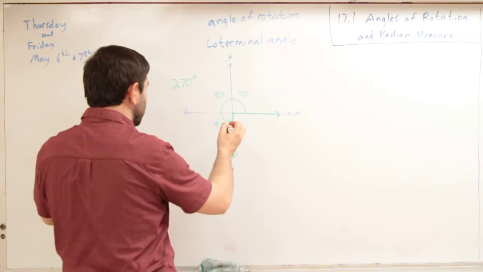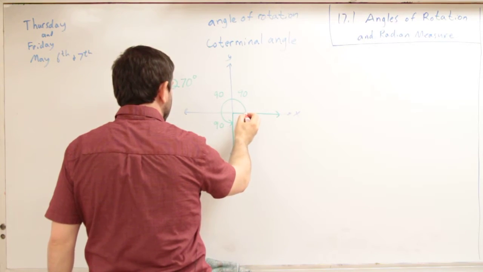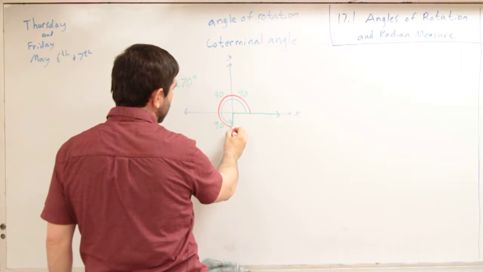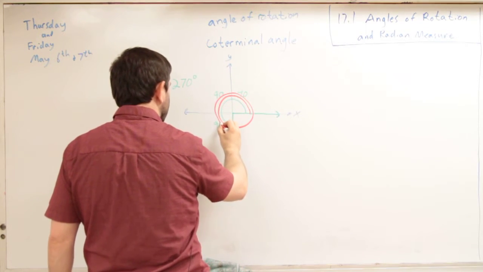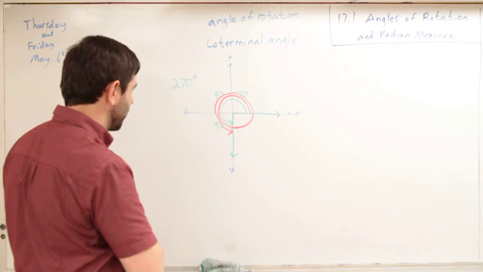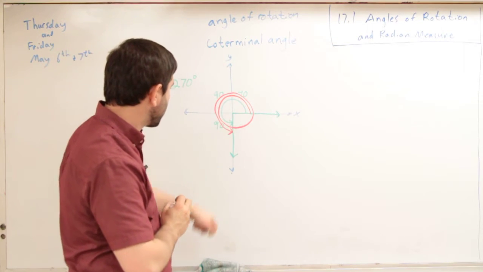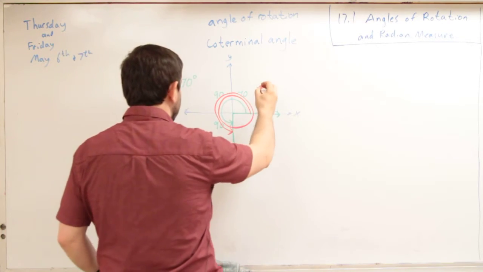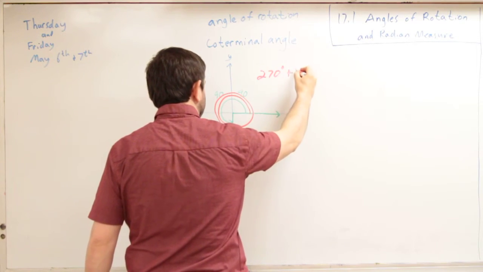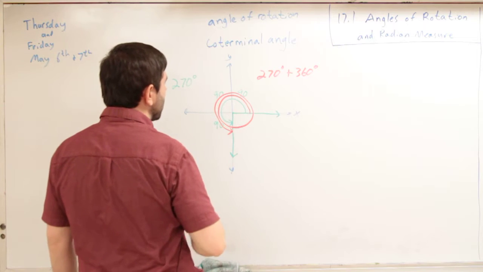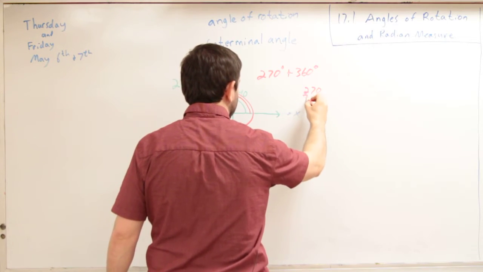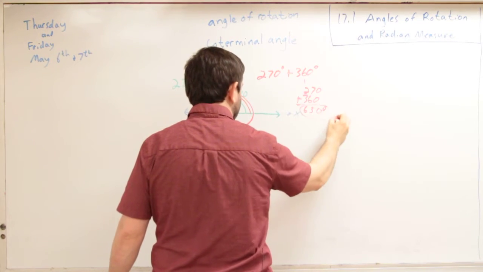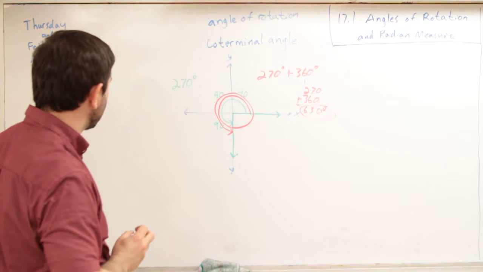We could have an angle that goes around 270 degrees and then goes around another 360 degrees. And this will look just like our original 270 degree angle. So this will be 270 degrees plus another 360 degrees. So what does that become? 270 plus 360 is 630. So that's a 630 degree angle. And those are coterminal.